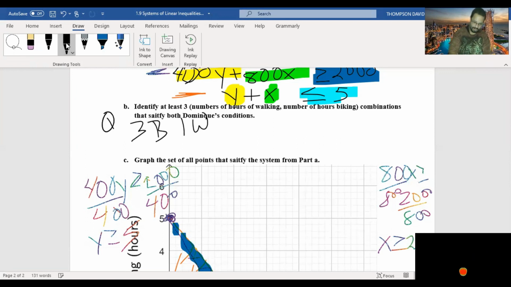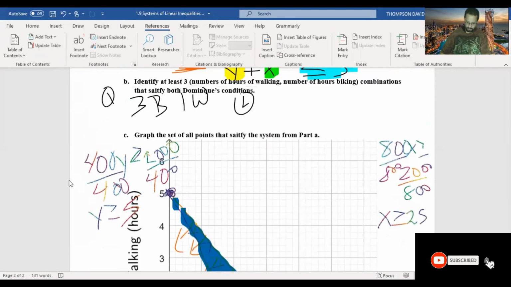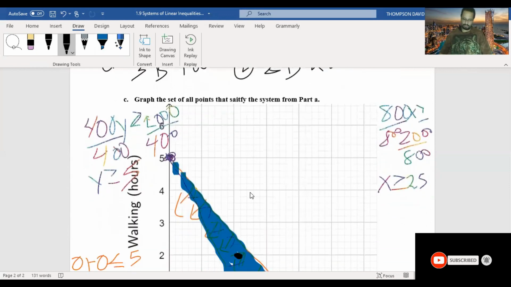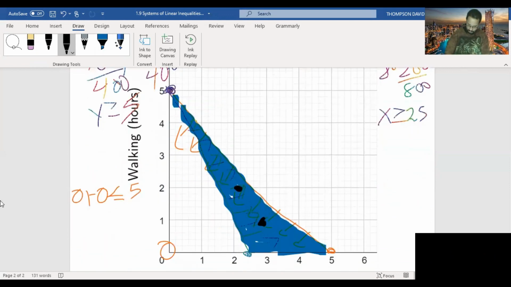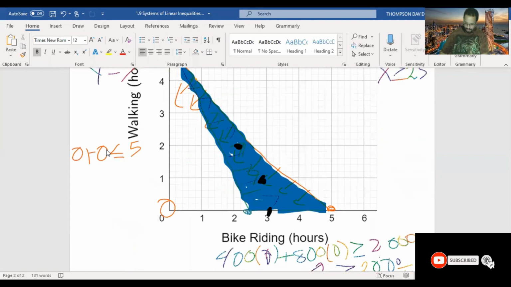So that's one option. Let's get a second option. Looks like 2 and 2. So the second option will be 2 biking hours and 2 walking hours, 2B and 2W. Let's try to find one more point. We can also do 3 biking hours and no walking.